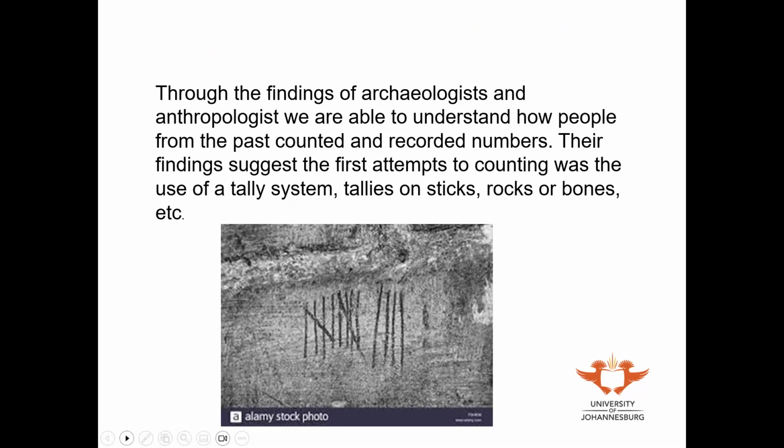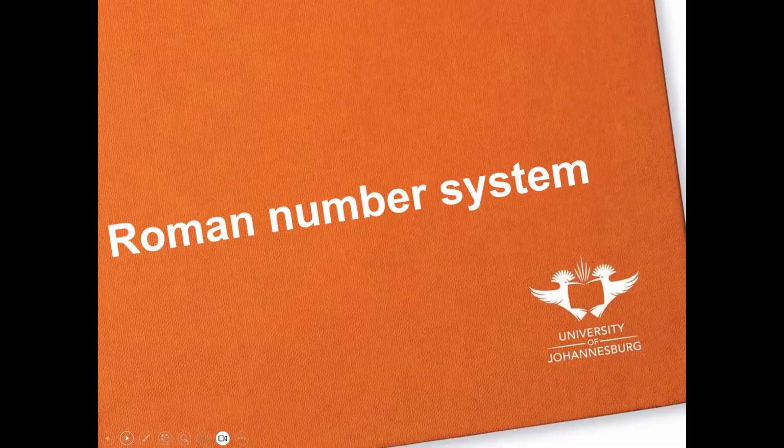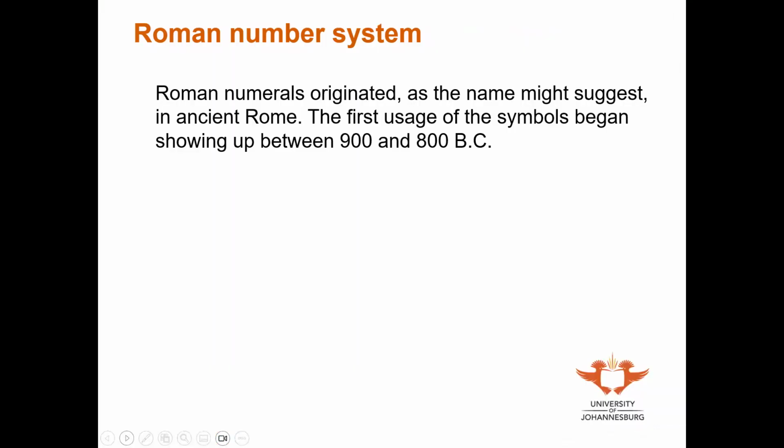Okay. So now let's look at the different number systems that were utilized. The first one, I'm going to start with the Roman number system. The Roman number system originated, as the name might suggest, in ancient Rome, around the 900 or 800 BC. I won't ask you when it originated, I'm just giving you this information.